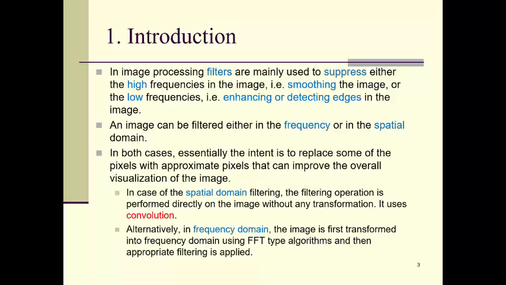Okay? Right? In the frequency domain, on the other hand, the image is first transformed into the frequency domain using the fast Fourier transform, for example, and then the appropriate filtering is applied. Here, the filtering operation is done by direct multiplication. Okay? And in this case, the size of the filter will be equal to the size of the image itself. Okay? It will be a single multiplication operation. While here, I have a kernel that needs to be applied on the different pixels that exist in the image, in the case of the spatial domain.